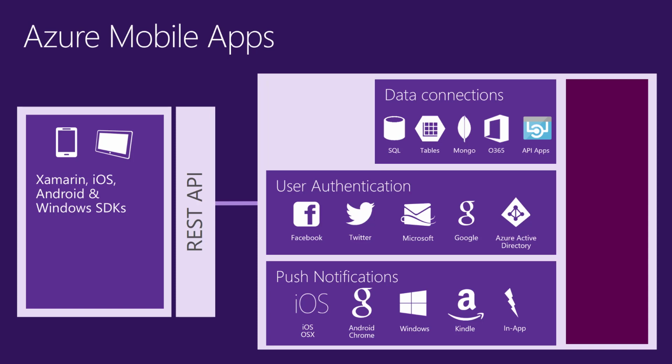So you can see here we have data connections: we have Azure SQL, there's a MySQL preview going on at the moment, we can have table storage, so like blobs, we have Mongo, we have Office 365, we have API apps, and of course offline data sync is exceptionally important within this.